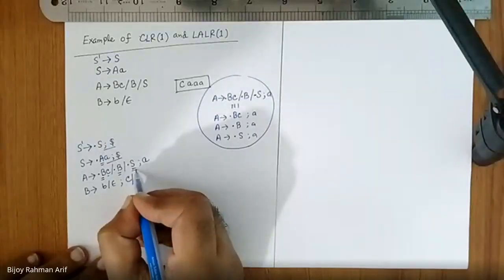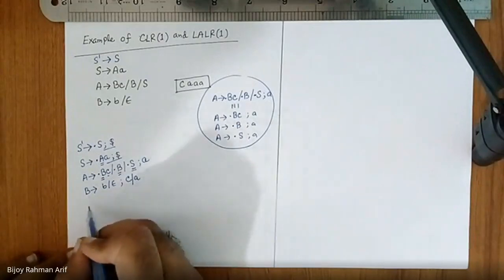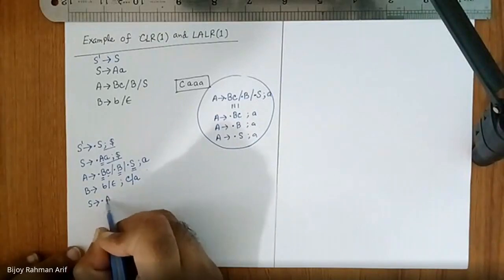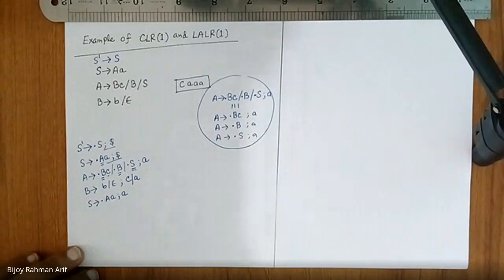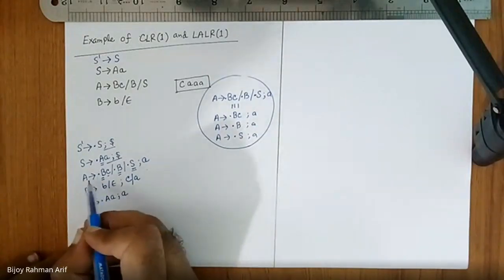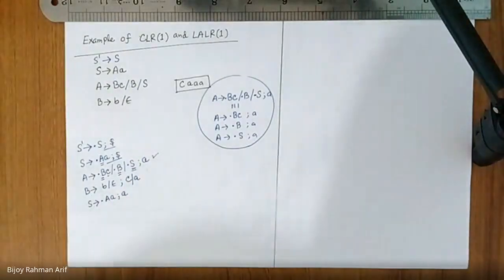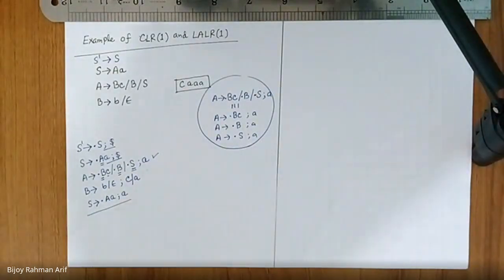Again, S is there. Now we have to go back again because this time the look ahead might change. You have to write again A derives dot BC, dot B, dot S. You are coming back to this production, so you can stop over here. But in LR1 items, you have to write it again. All right? Okay, let's continue.